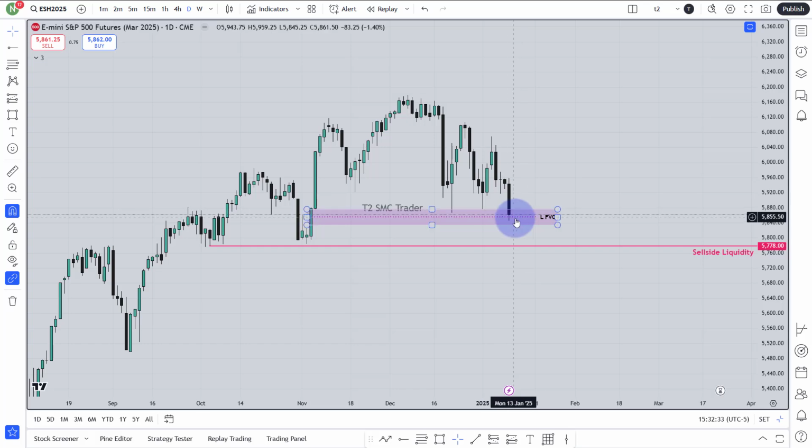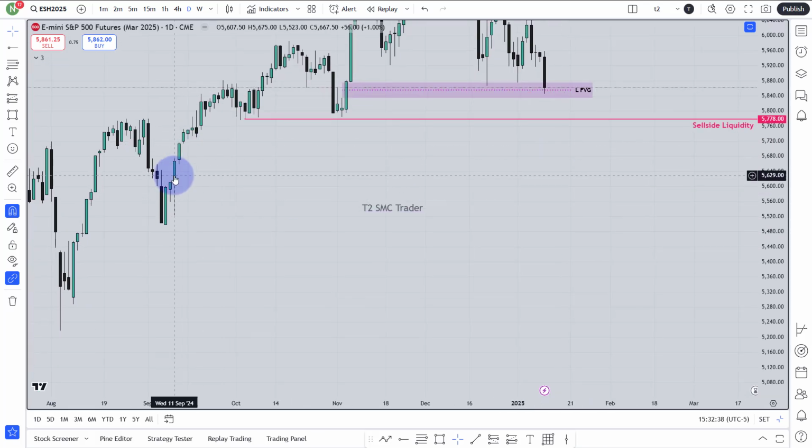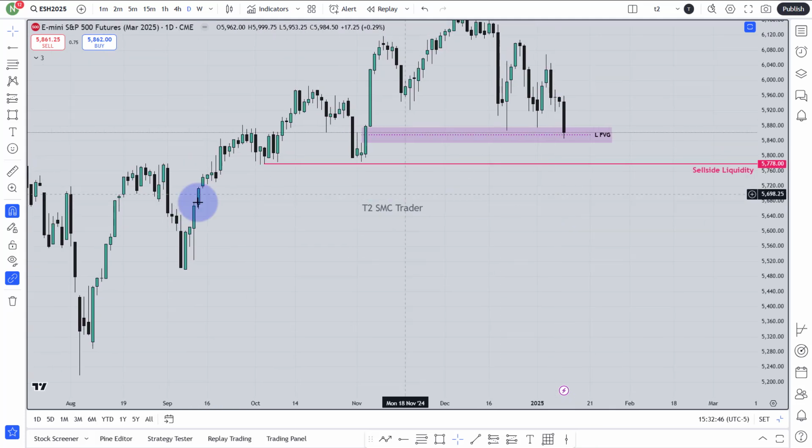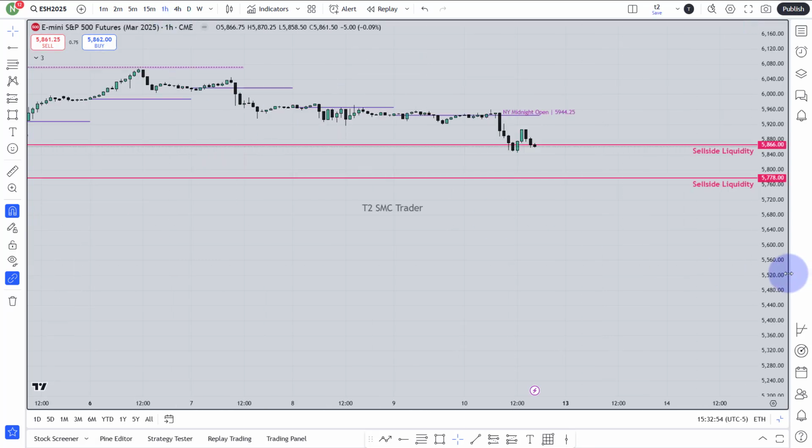I want to see that it will keep falling and take this sell side liquidity, and then it will work with those fair value gaps from the E-mini S&P, either this fair value gap or that fair value gap. So any of these fair value gaps will be worked or taken by the E-mini S&P in the coming week. So that is my intention to see. Let's see how it is going to trade over here. But let's go to the hourly chart a little bit.